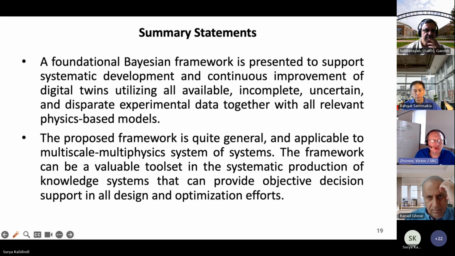But let's just see the summary statements, and we already have questions. Yes, Ganesh, you are first. So yeah, very nice talk. Very good to hear the UQ side of the digital twins.